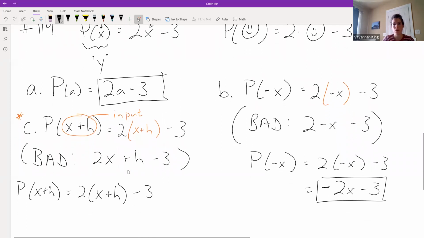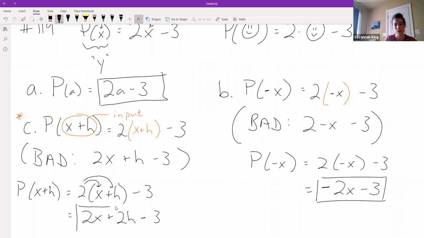That's the setup, and more math than we had in either of the previous two parts. We have to distribute our 2 very carefully. 2x, 2h, now the x and the h have both been treated the same. And then that minus 3 off to the end, nothing really happens to that. Take a quick look, make sure there's no like terms hiding in there, and there aren't. And then we can box that up.